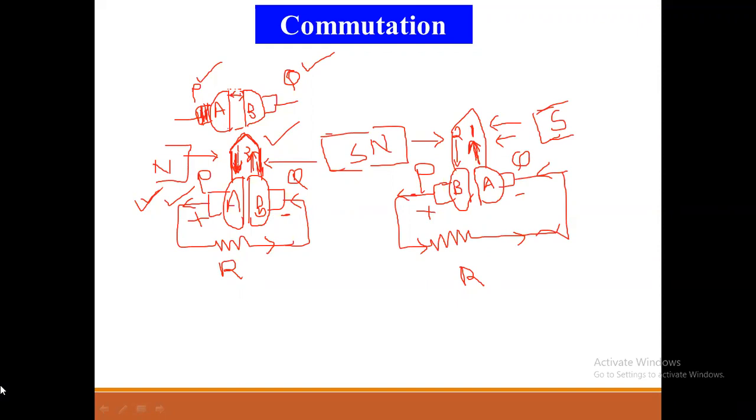We will take the detailed explanation of this, but before that, all of you should understand the concept of commutation. Did you understand the commutation concept? So that is reversal of current in the coil when the coil passes from one pole to another pole, or from one brush to another brush, or passes the brush axis, then reversal of current happens. This process is called the commutation process.